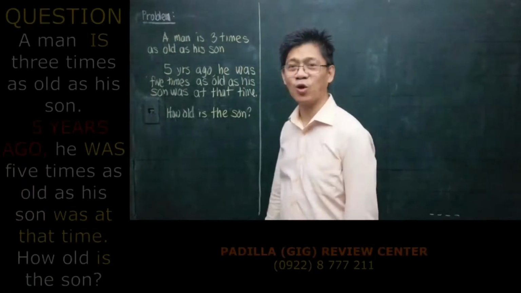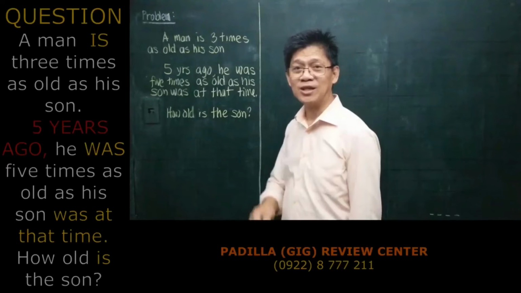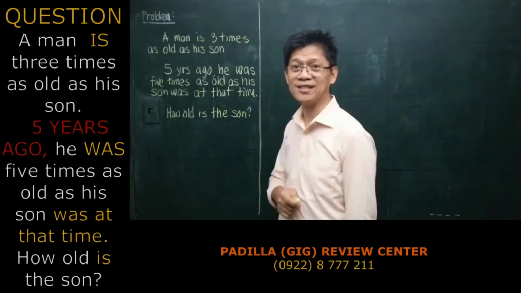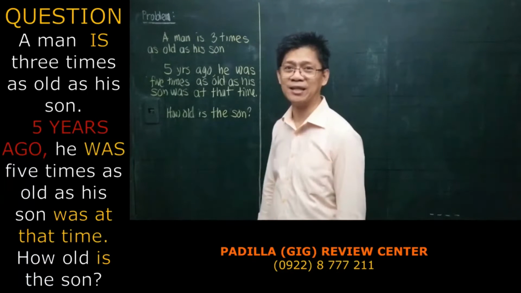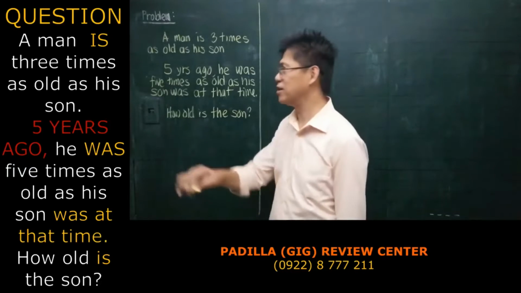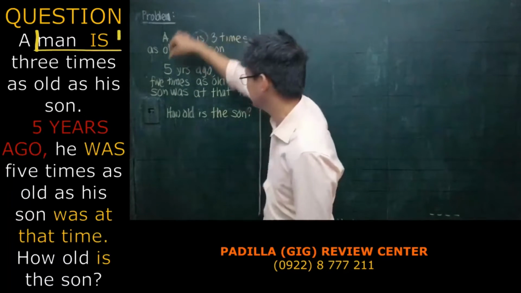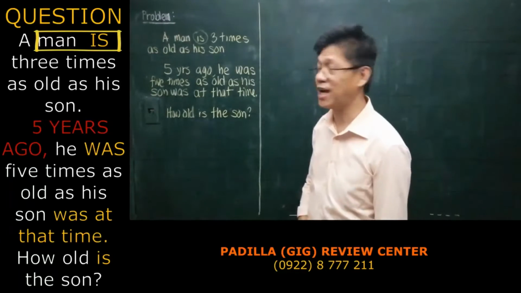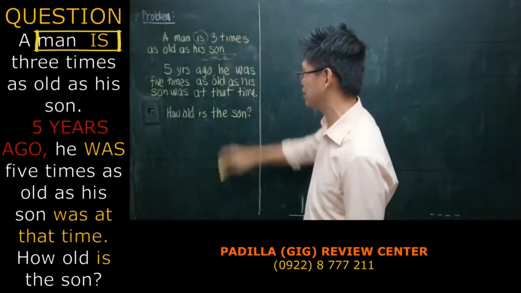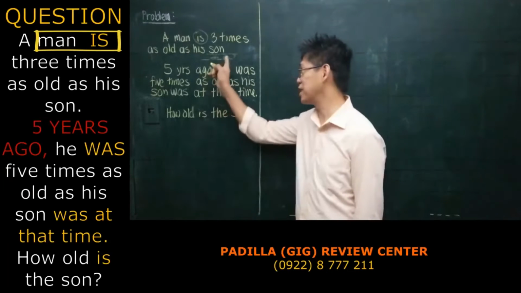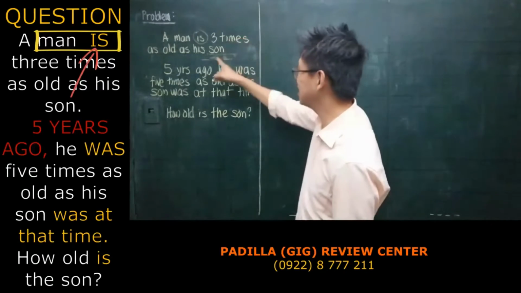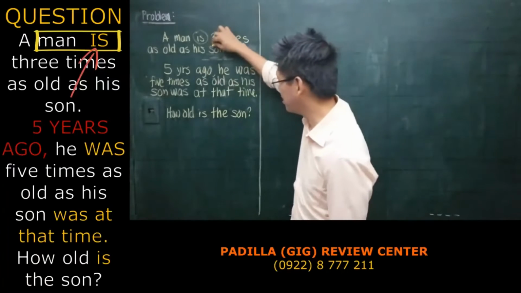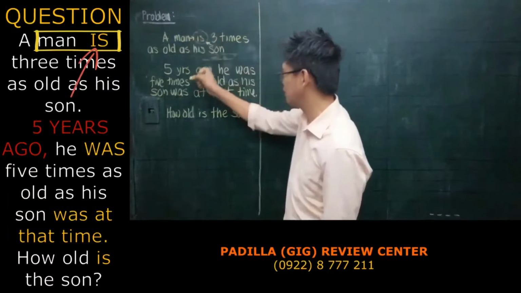Gawa natin ng example. A man is 3 times as old as his son. So this is a simple sentence. If it is a simple sentence, the key is literal interpretation. Walang mga ibang condition. A man is. If it is a simple sentence, it is understood that the time for the second person involved is also the same as the first. If this is, this must also be son is, except if there is a separate prescription for the son.